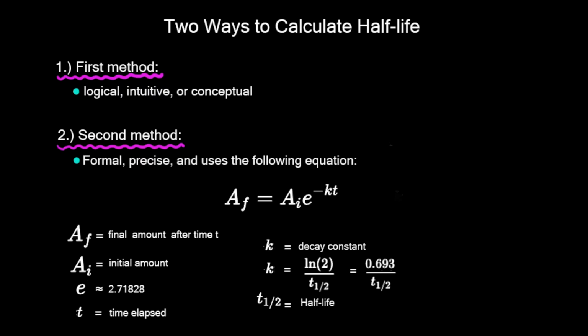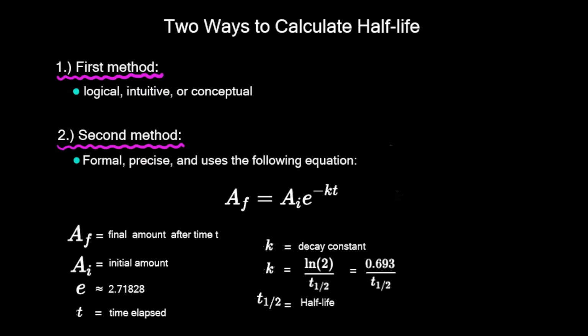The second method uses the equation shown on this slide. The equation is A_F equals A_I multiplied by e to the power of negative k times t. This equation tells us that the radioactive decay in this case follows a first-order kinetic rate law. A_F, or A final, is the final amount of the substance after some time has passed. A_I, or A initial, is the initial amount of the substance.